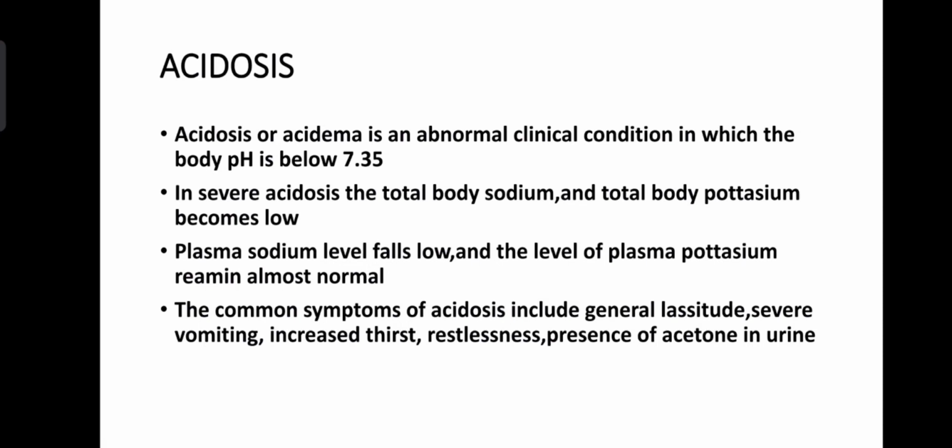It is either due to the production and accumulation of two abnormal acids, namely acetoacetic acid and beta-hydroxybutyric acid, or due to the loss of bases. In severe acidosis, the total body sodium and total body potassium become low, plasma sodium levels fall, and the level of plasma potassium remains almost normal. The common symptoms of acidosis include general lassitude, severe vomiting, increased thirst, restlessness, presence of acetone in urine. There are two types of acidosis, namely respiratory acidosis and metabolic acidosis.